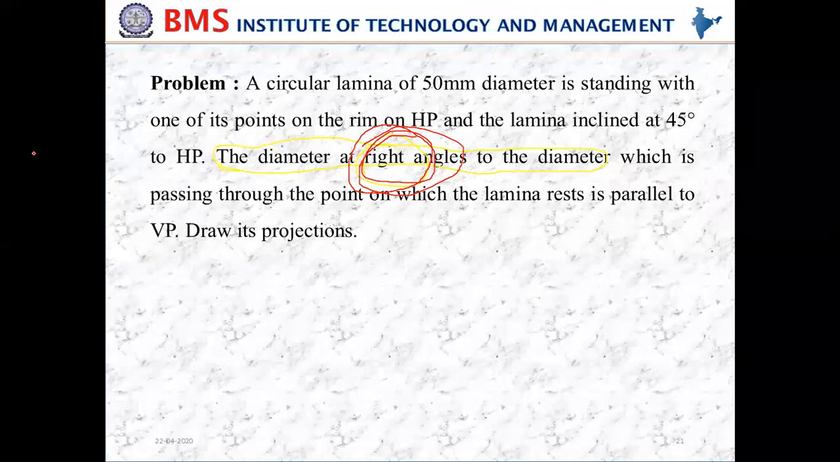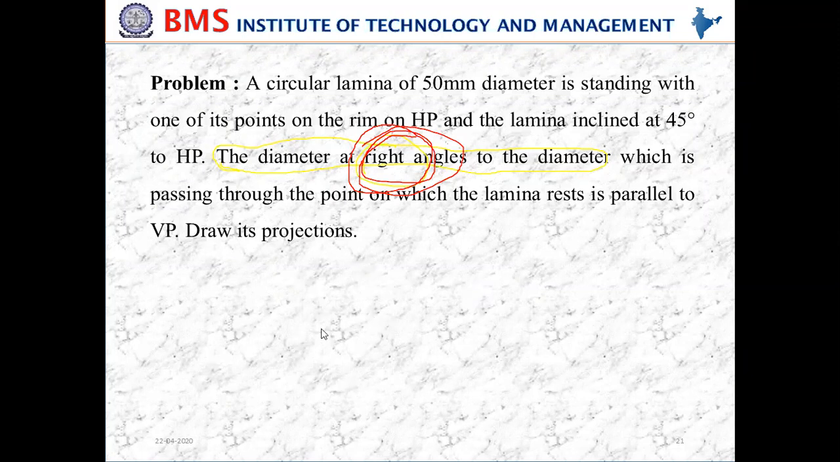So in this case, a circular lamina of 50 mm diameter is standing with one of its points on the rim on HP, and the lamina is inclined 45 degrees to HP. So which view is the true shape in this case? As the lamina is inclined at 45 degrees to HP, we need to keep the lamina parallel to HP. When you keep the lamina parallel to HP, the top view will be the true shape. So the circle is drawn in the top view.